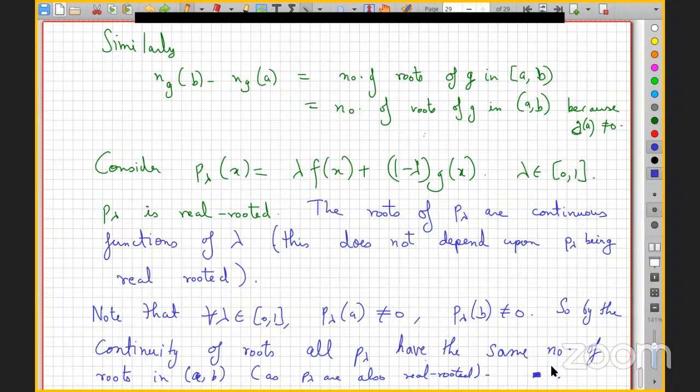Okay. Is this fine? But how do you prove that the roots of P lambda are these continuous functions? So how do you prove that the roots of P lambda are continuous functions? So there are many possibilities. You want to show that they are continuous in the complex plane. Because you have assumed this to be completely real rooted, real rootedness does not help much. Okay, so just complex numbers.